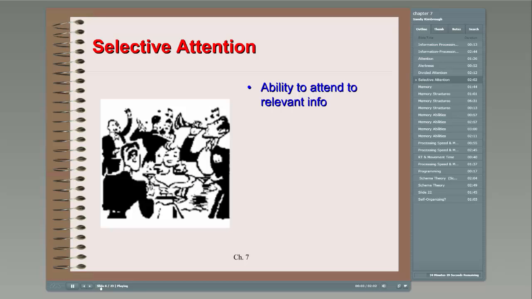Selective attention is related to the idea of divided and limited attention, but selective attention is the ability to attend to relevant information while ignoring irrelevant information. It's known as the cocktail party phenomenon. The idea is that if you're at a party or in any large gathering of people where there's a lot of noise going on, you can focus in on one conversation that you're having and ignore everything else. So you can selectively attend to one set of stimuli while ignoring other stimuli that are present.